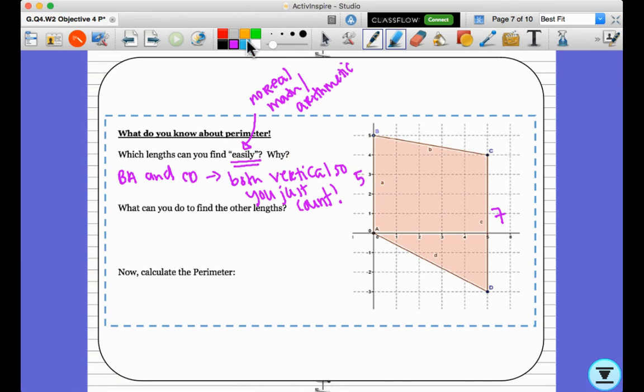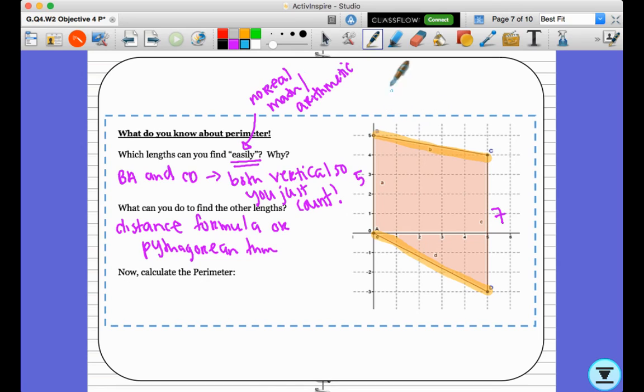What can you do to find the other lengths? So what kind of math is involved in me finding BC and in me finding AD? You can do the distance formula. And this is stemming right from that warm-up and then what we did in the last lesson. Or the Pythagorean theorem. And let's go ahead and let's actually do that, right? So to find BC, let's think about the triangle that's created.